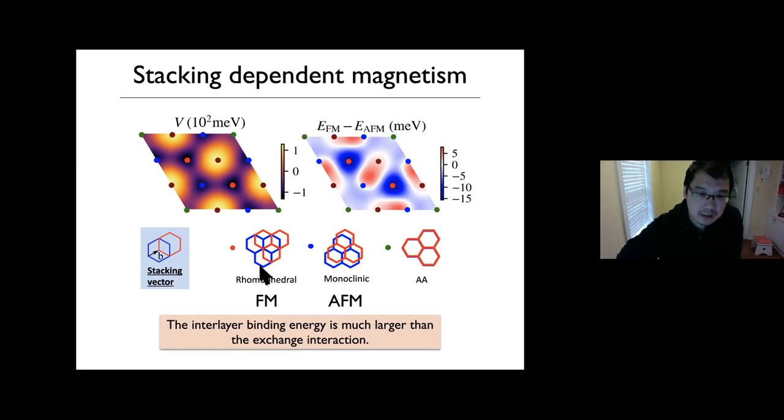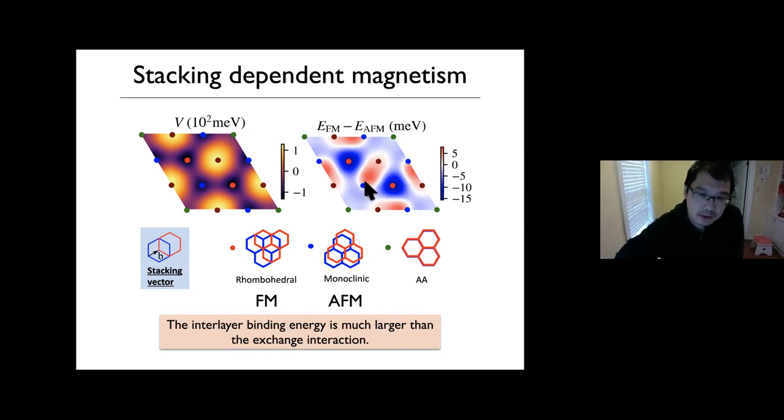You can see that the red dots correspond to the rhombohedral stacking shown here. This is the shifting vector, the B vector we define as the stacking vector. And the blue dots are the monoclinic one. There's also AA stacking. It turns out that AA stacking is a local minimum, but much higher in energy.